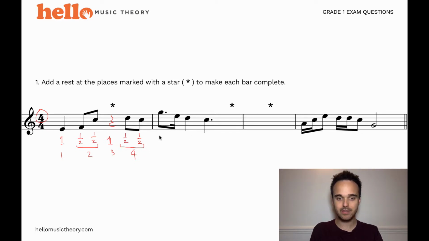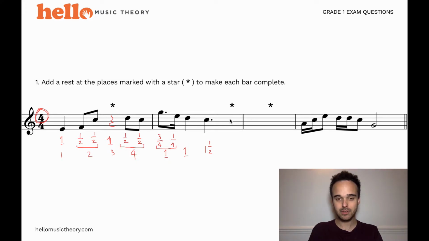So here we've got a dotted quaver. Now a dotted quaver is worth 3/4 of a beat, and then we've got the semi-quaver next to it, which is worth 1/4 of a beat. Those two notes together are worth 1 beat altogether. Then we've got another crotchet, it's worth another beat, and then we've got a dotted crotchet, which is worth 1.5 beats. So in total we've got 3.5 beats. So we need to put in the right rest that's worth half a beat to make this bar complete, because our time signature is 4 crotchet beats.